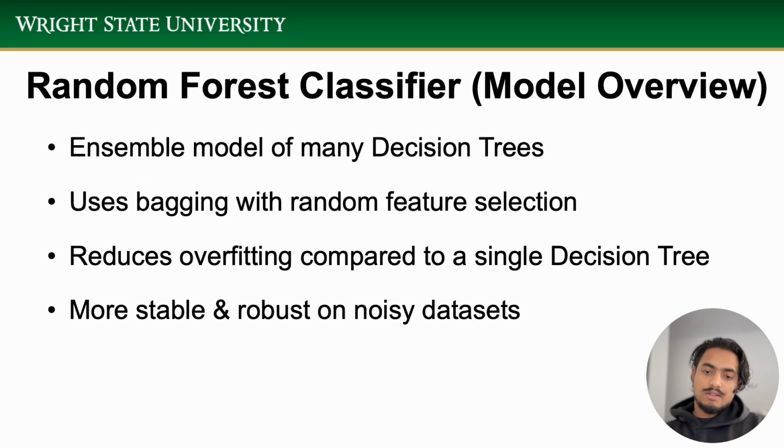Now, random forest is an ensemble learning method that builds many individual decision trees and then averages their predictions. By using bootstrap samples and randomly selecting features at each split, the model reduces overfitting and becomes much more stable than a single decision tree. This makes random forest a strong choice for complex datasets, offering both high accuracy and robustness against noise.